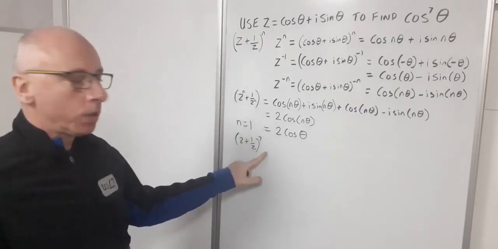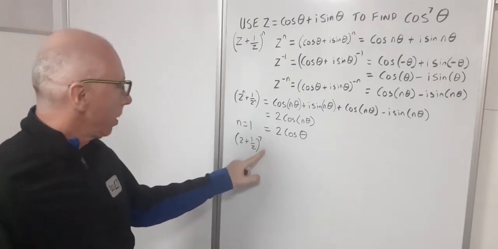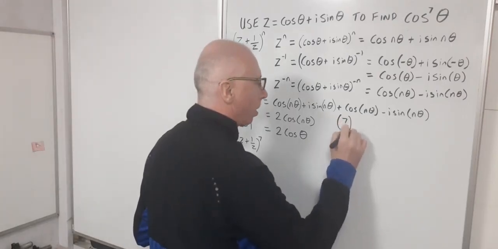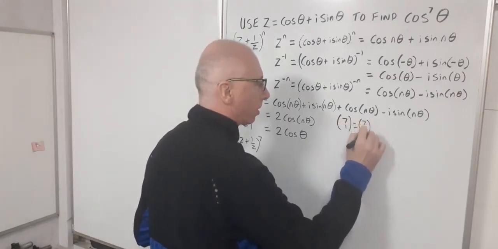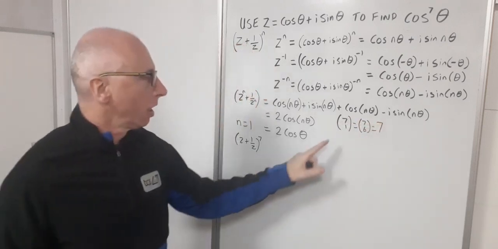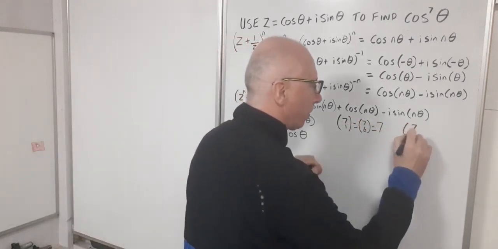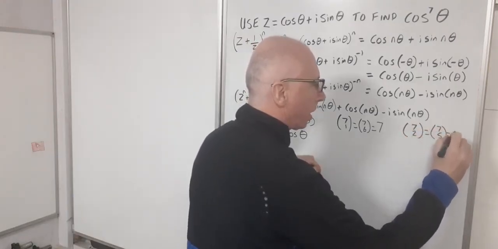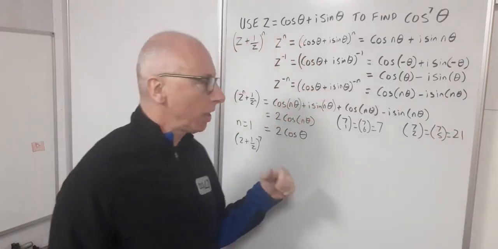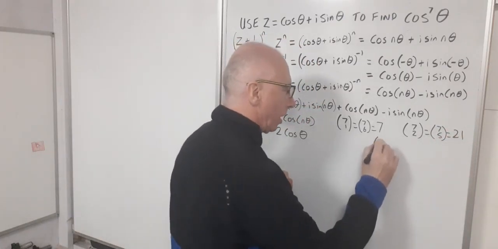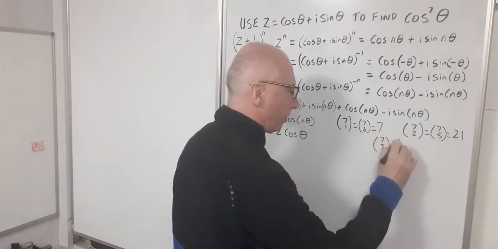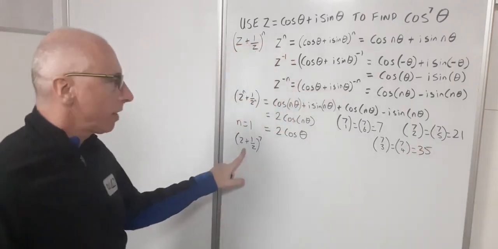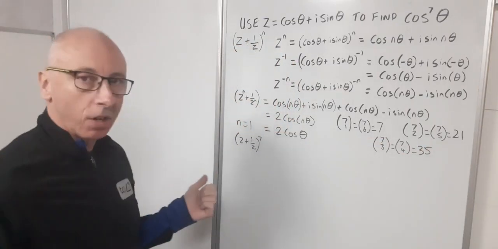Let's expand this out using the binomial theorem. So if I do that, my binomial coefficients, I'll have 7 choose 1, which is the same as 7 choose 6, which gives me 7. Then I want 7 choose 2, which equals 7 choose 5, which gives me 21. And then I want 7 choose 3 and 7 choose 4, which are the same. 7 choose 3 equals 7 choose 4, which equals 35.